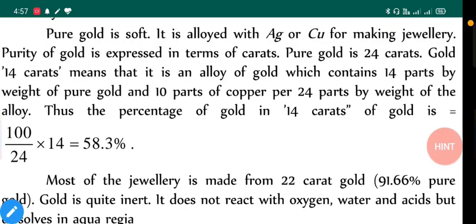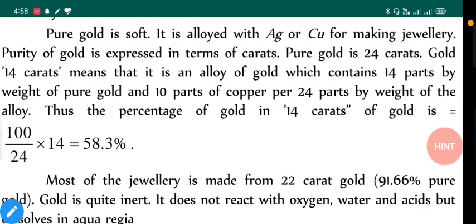Purity of gold is expressed in terms of carats. Pure gold is 24 carats. Gold of 14 carats means that it is an alloy of gold which contains 14 parts by weight of pure gold and 10 parts of copper per 24 parts of weight. So the total number of carats will be 24. If we have 24 carat gold, that means it is 100% gold. And as mentioned, if you have 14 carat gold, then out of 24 we have 14 parts of gold and the remaining part of other metals like silver or copper.